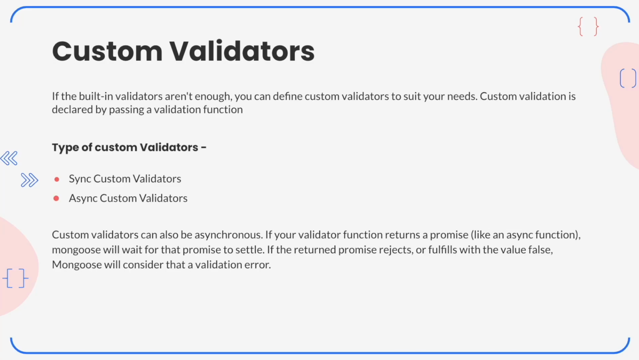If the built-in validators are not enough, you can always define custom validators to suit your needs. Custom validation is declared by passing a validation function. There are two types of custom validators: synchronous custom validators and asynchronous custom validators, which means custom validators can also be asynchronous. If your validator function returns a promise, like an async function, Mongoose will wait for the promise to settle. If the returned promise rejects or fulfills with the value false, Mongoose will consider that a validation error.